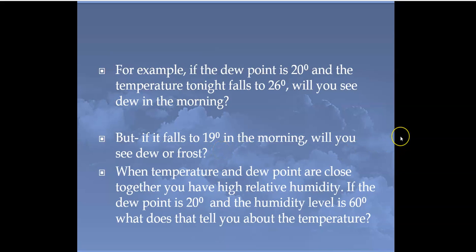When the temperature and dew point are close together, you have a relatively high humidity. If the dew point is 20 and the humidity is 60, what does that tell you about the temperature? Do you think it will be very warm, or will it feel very cold? Hopefully you said it's going to feel very cool, because the relative humidity would be very low.